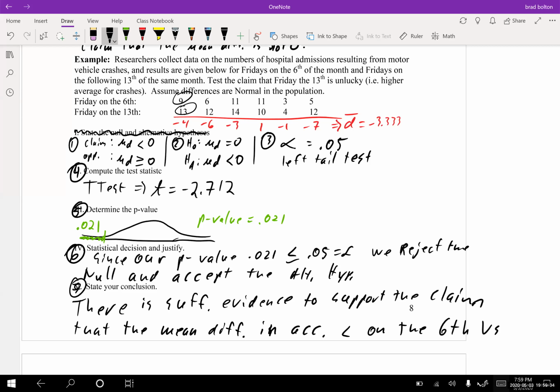So the mean difference in accidents is less on the 6th, or was it car accidents? Versus the 13th.